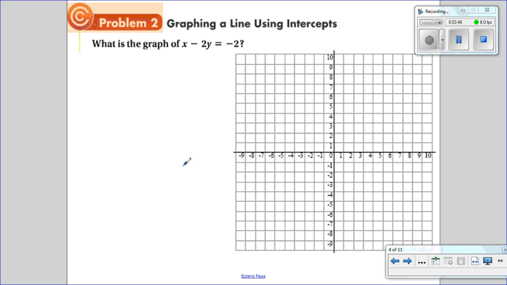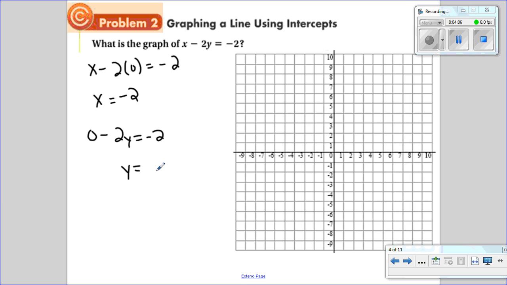What is the graph of x minus 2y equals negative 2? So again, plug in, and you can do this in any order. X equals negative 2, so that one was easy enough. And then if we plug in 0 for x, divide by negative 2, so negative 2 divided by negative 2 is a positive 1. So our x-intercept is negative 2, which is right there. Our y-intercept is 1, and therefore there is the graph of our line.